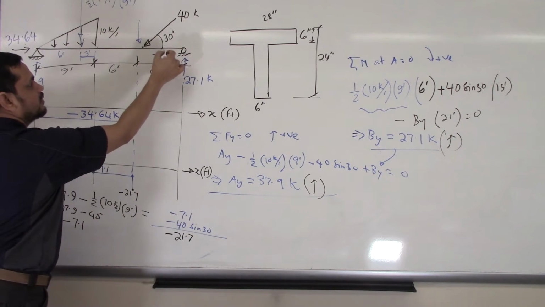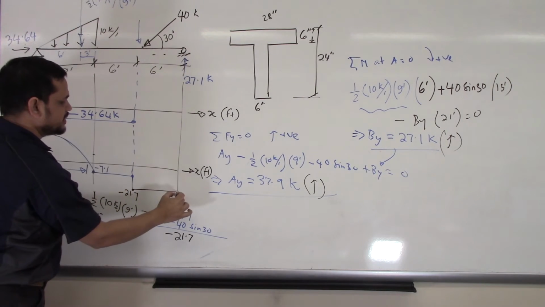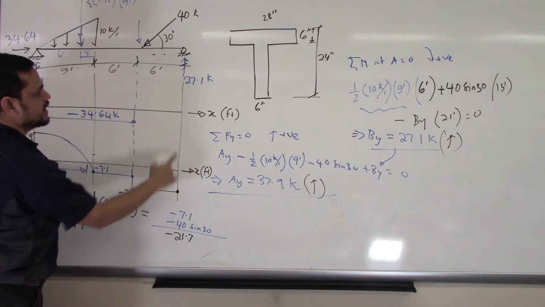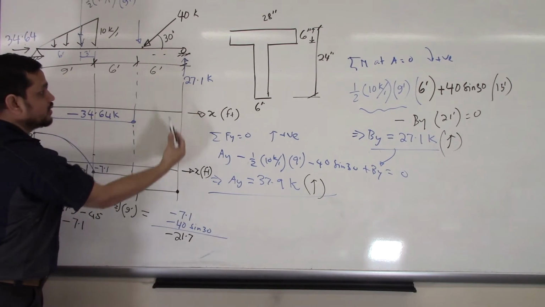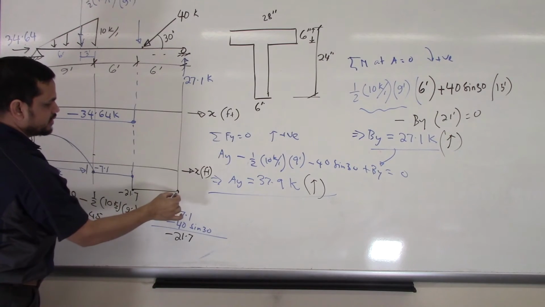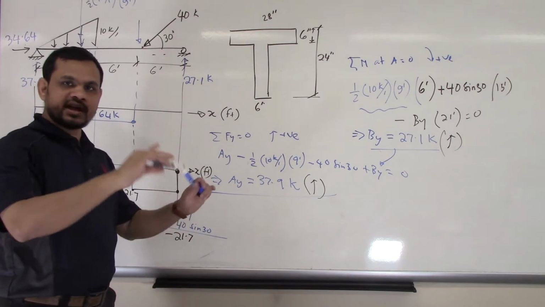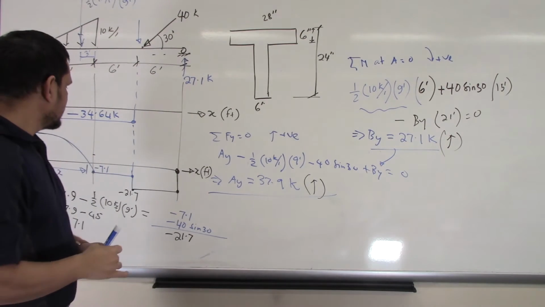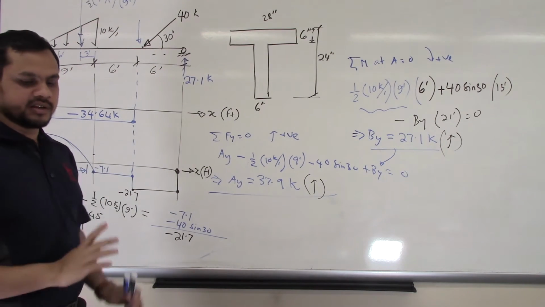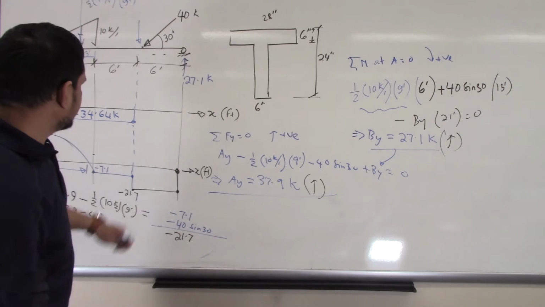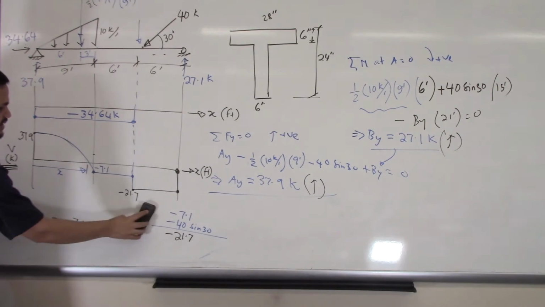After that, no load here, so nothing here. Keep the same. After coming here, this one told me go up 27.1. So up 27.1, we came to 0. So our diagram is a closed loop. So whatever we did is right. So that is the way to draw a shear force diagram.